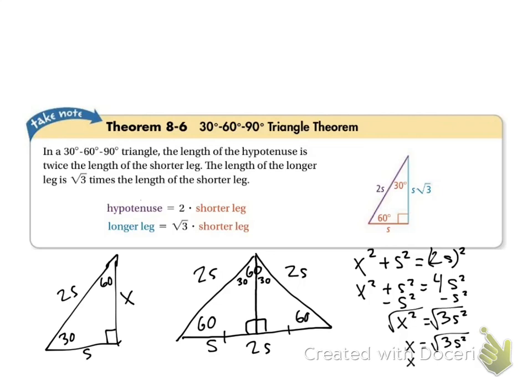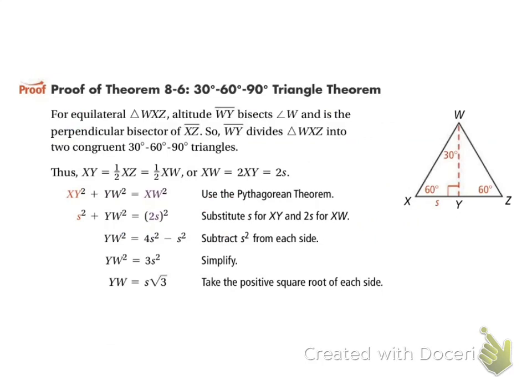But let's split that up. I get the square root of 3 and the square root of s squared. Well, this square and this square root are just going to cancel out, so that I get that x is equal to s root 3. So you can memorize it, but also you can figure it out on your own using an equilateral triangle. And that whole proof, again, is in your book.